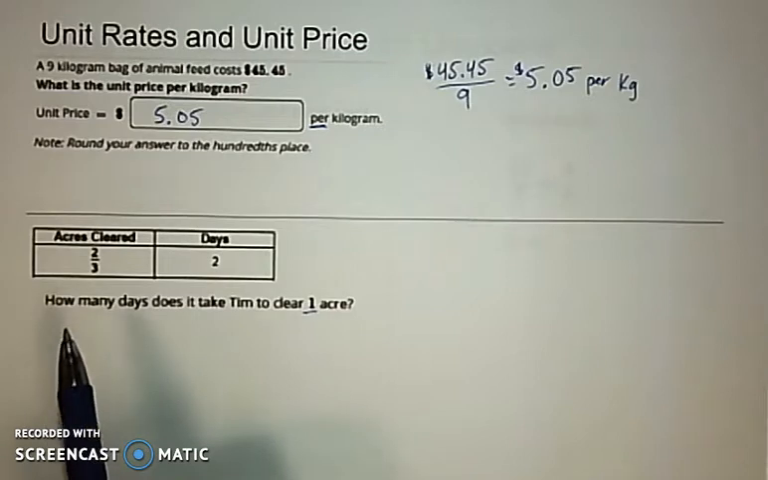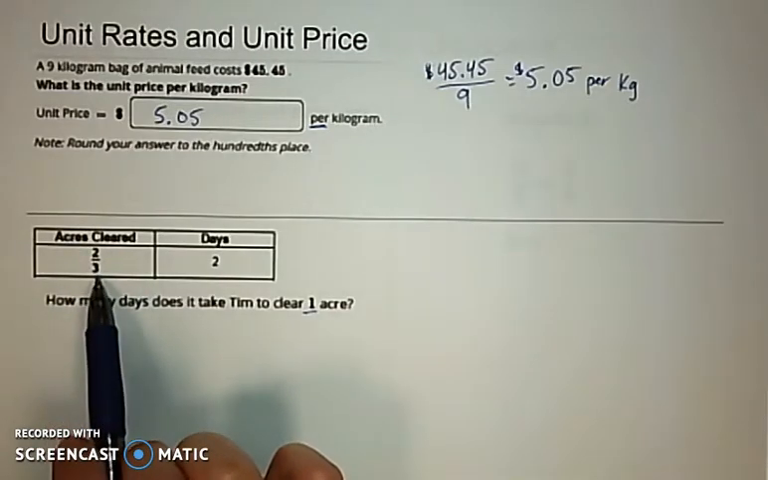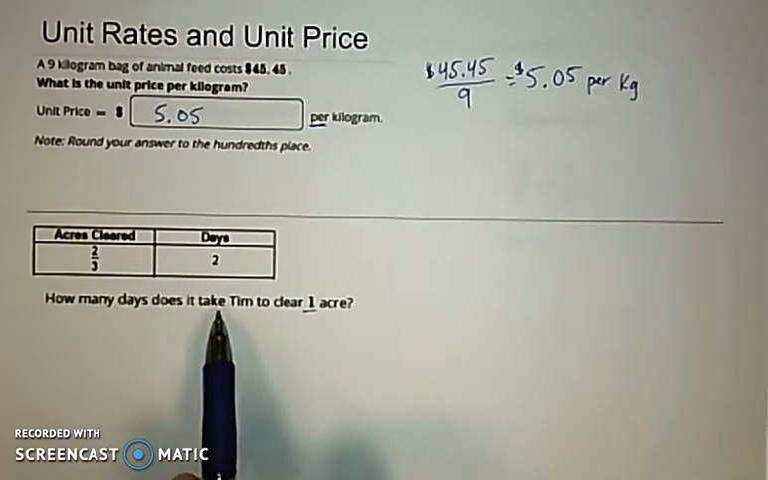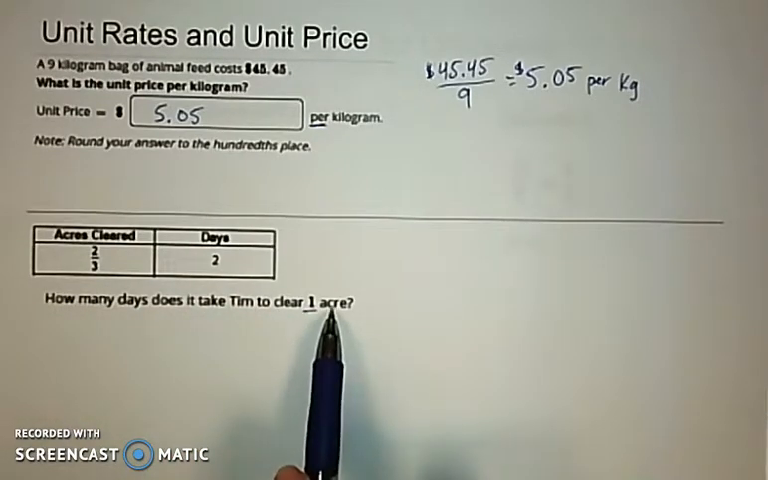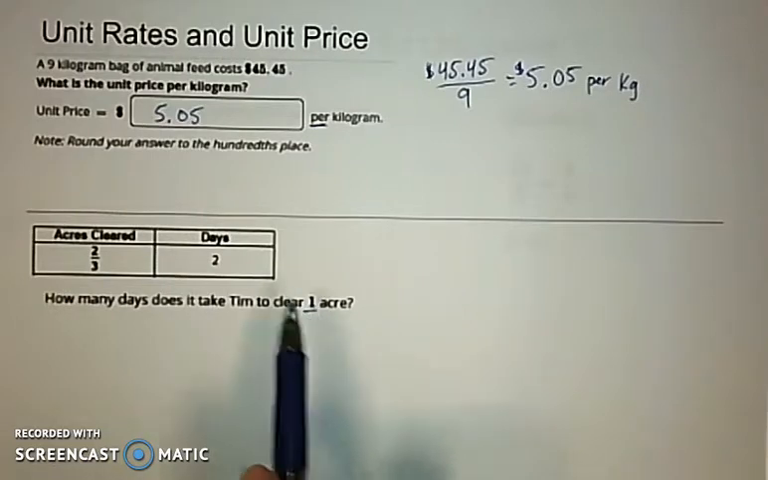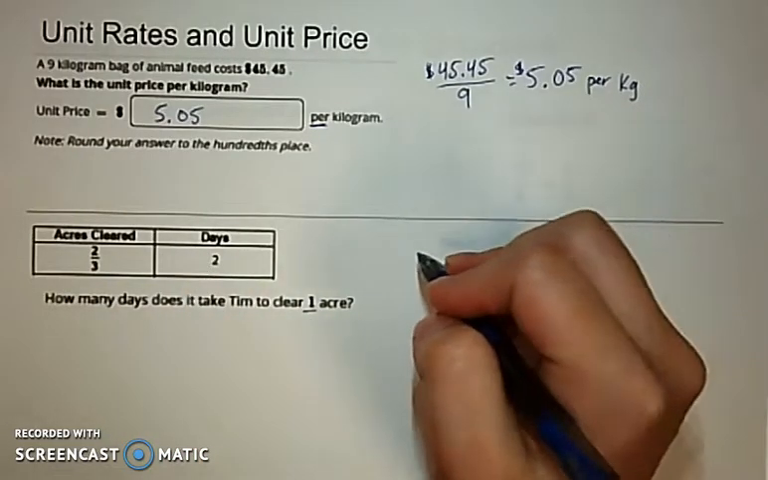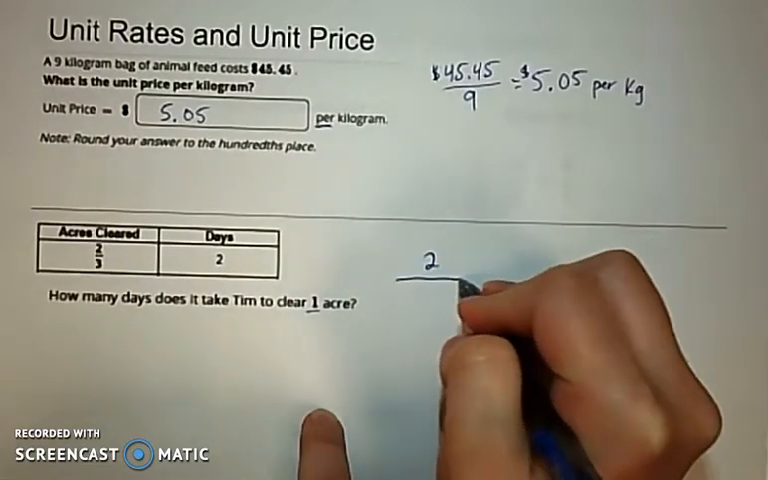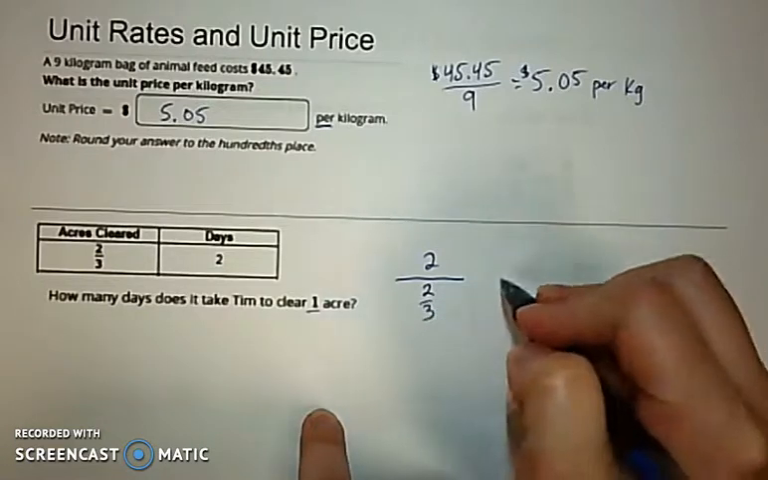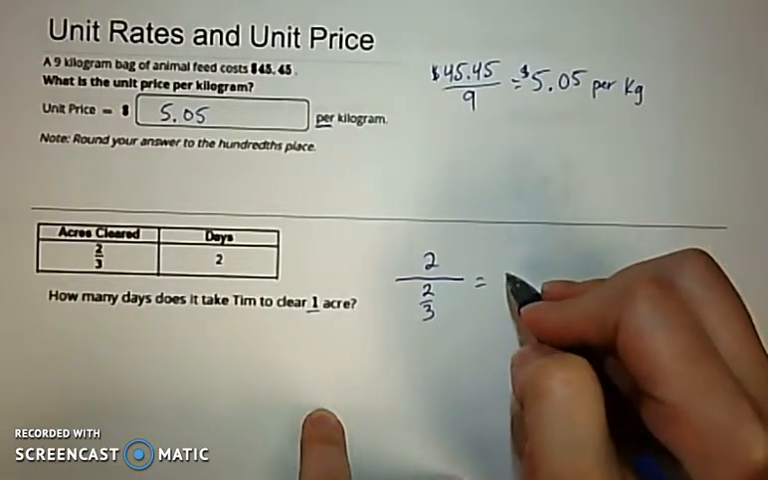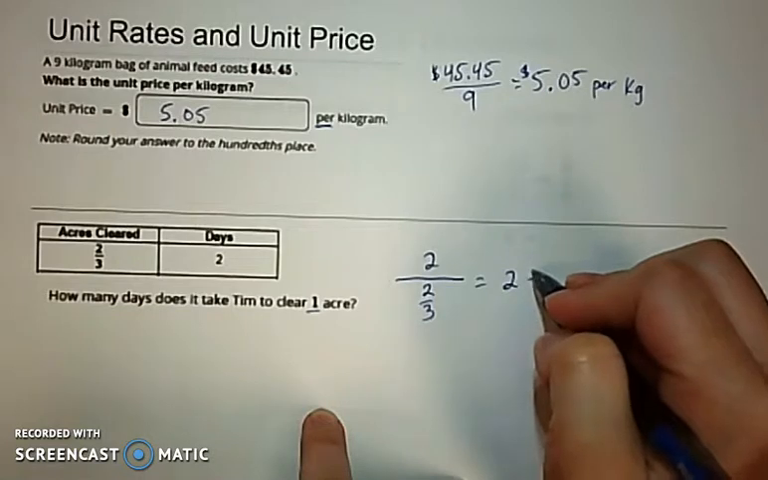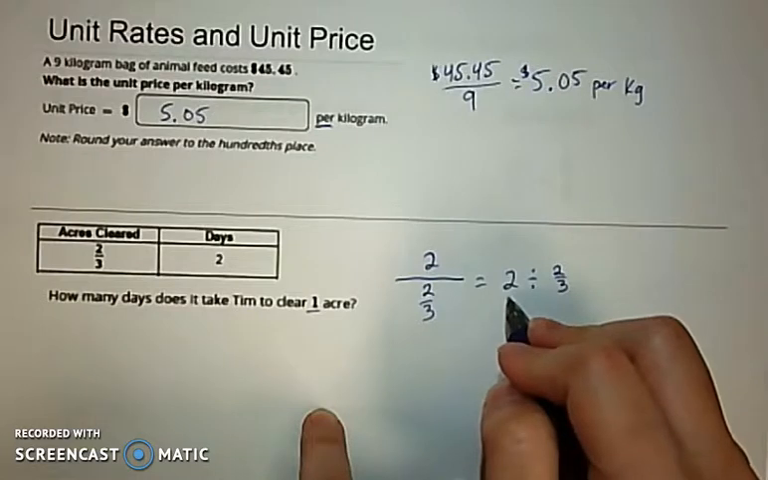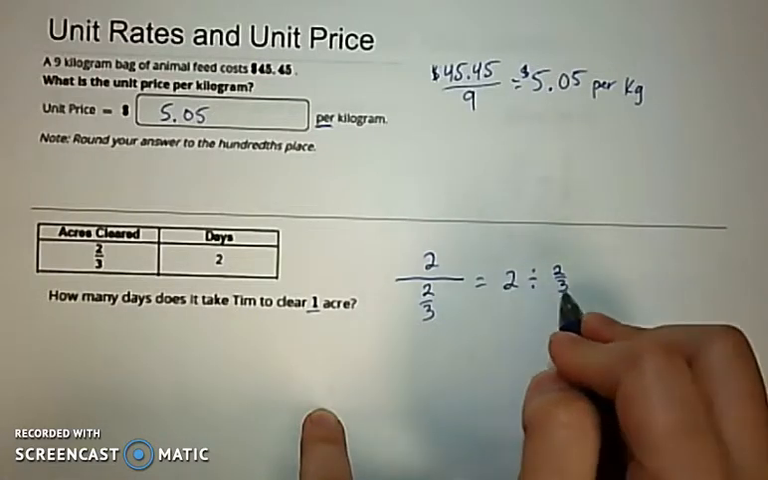So if we look at this here, we have acres cleared and we have 2/3, and then we have days is 2, and we want to know how many days does it take Tim to clear 1 acre. So that means we want to divide acres second, so we're going to put days first. So here I have 2, and I'm going to divide that by 2/3, so here I have a complex fraction. Remember, we can write this just as 2 divided by 2/3, and then I want to multiply by my reciprocal or keep change flip.